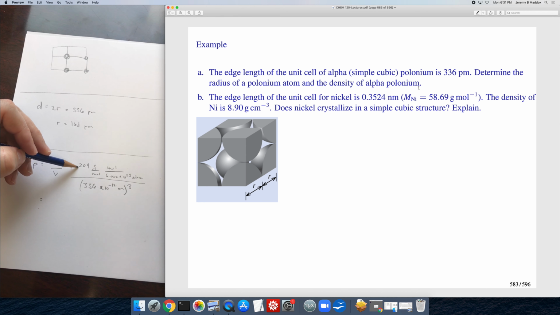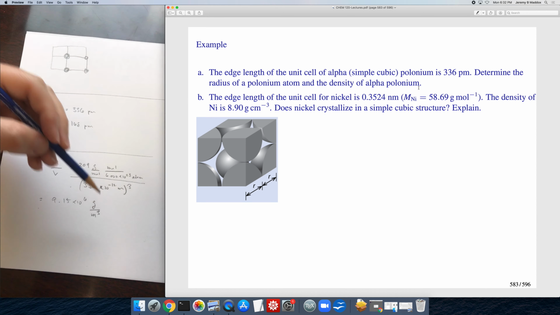So for the numerator, I'm getting 3.47 times 10 to the minus 22. Then we divide by 336 times 10 to the negative 12, and we want to cube that. And I'm getting 9.15 times 10 to the 6. That's grams per cubic meter.